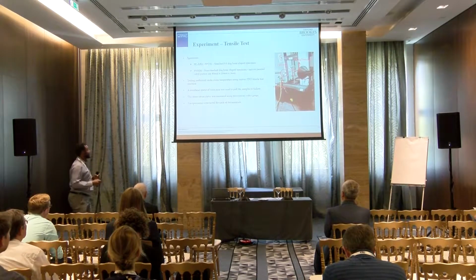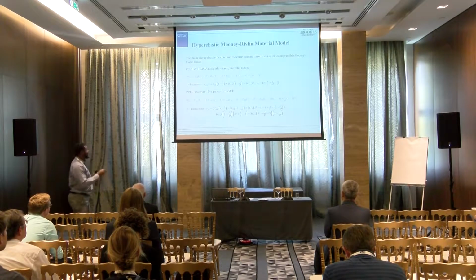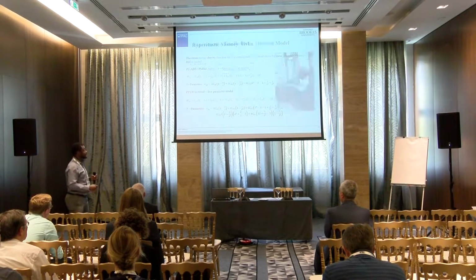Specimens, that's the experimental tensile test. We need the experimental data to determine the parameters. If we go back here, we actually need to estimate the Mooney-Rivlin parameters to be able to get our stress: C10, C01, C11. So we need to obtain them, and we need experimental data to do that.